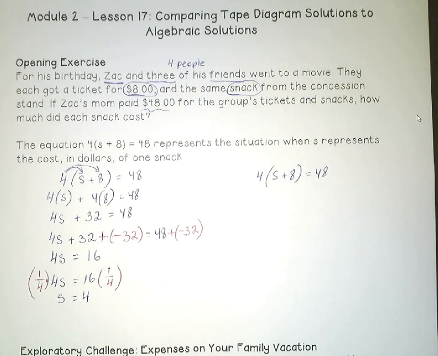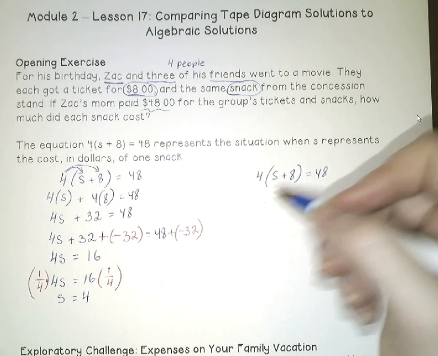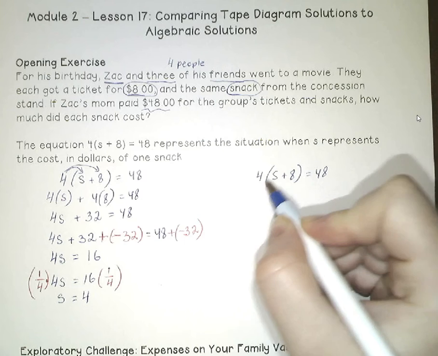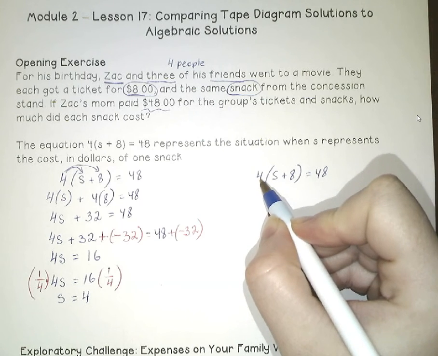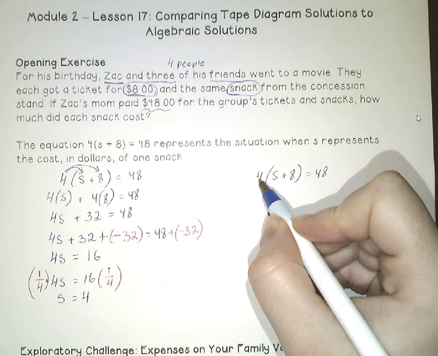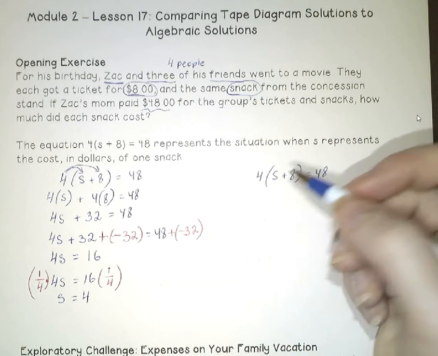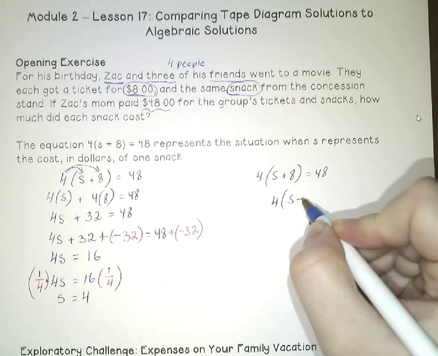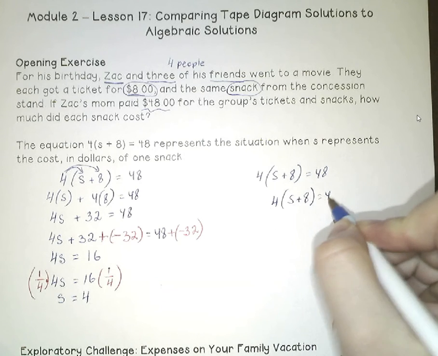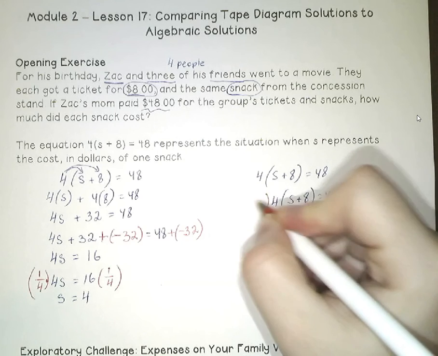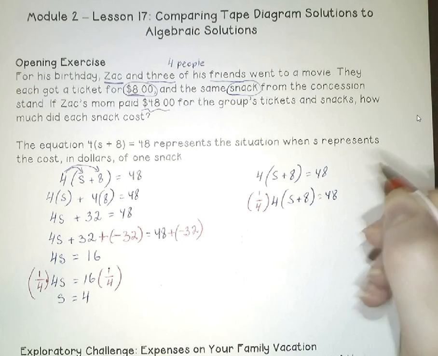Let's look at the other way of doing it. Since this is a multiplication problem, we can get rid of that 4 first by multiplying both sides of my equation by the reciprocal of 4, which is 1/4. So I'm going to just rewrite that as S plus 8 equals 48, and I'm going to multiply both sides by 1/4.